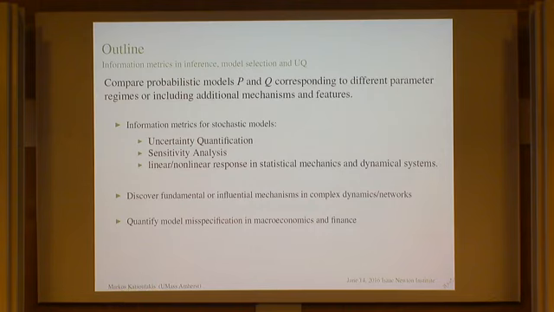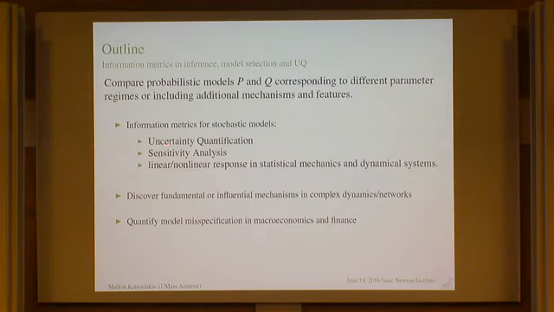So basically, I'll talk about one main thing. The main thing is model misspecification. So when two models are close, by models I understand two probabilistic models, P and Q.